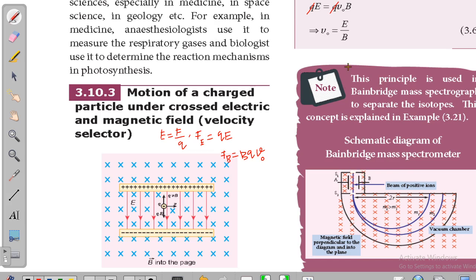So from this, what we understand is that in the velocity selector we get E by B. There is no radius and mass in it. So the velocity does not depend upon the radius and mass of the charged particle. It depends only on the electric field and the magnetic field.